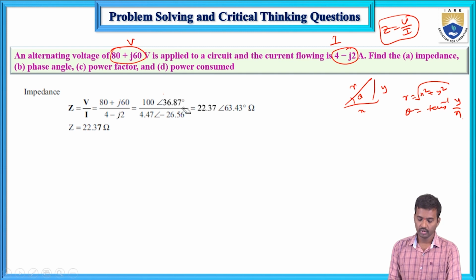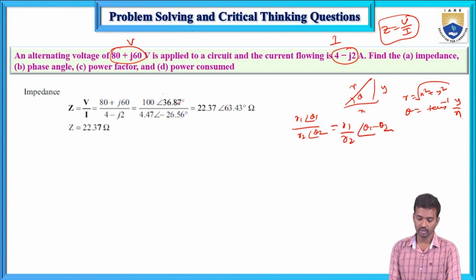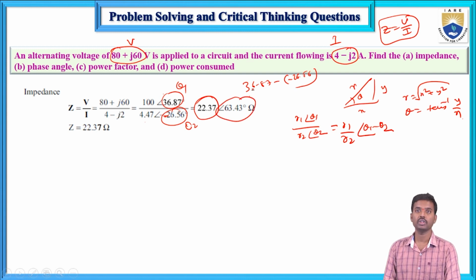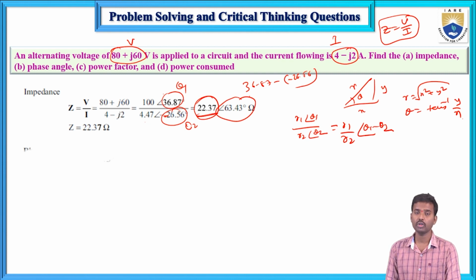Next case. Here two quantities, R1 theta 1 and R2 theta 2. For division, the simplification is R1 by R2, theta 1 minus theta 2. So 100 by 4.47 is 22.37, and theta 1 minus theta 2 is 36.87 minus of minus 26.56, so that value is 63.43. So now the impedance value is 22.37. Now what about the phase angle? The phase angle is 63.43 degrees.